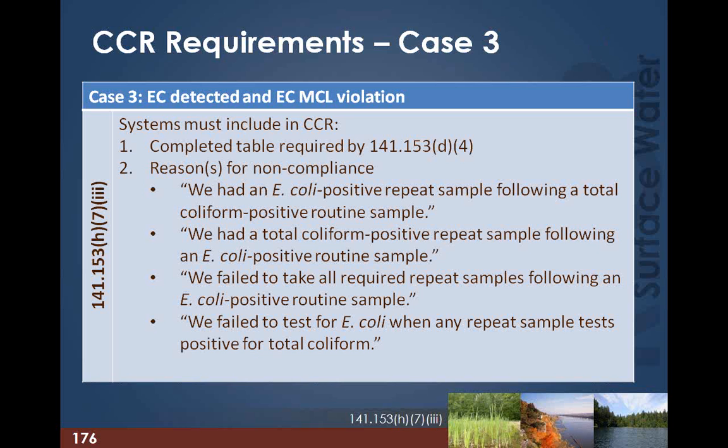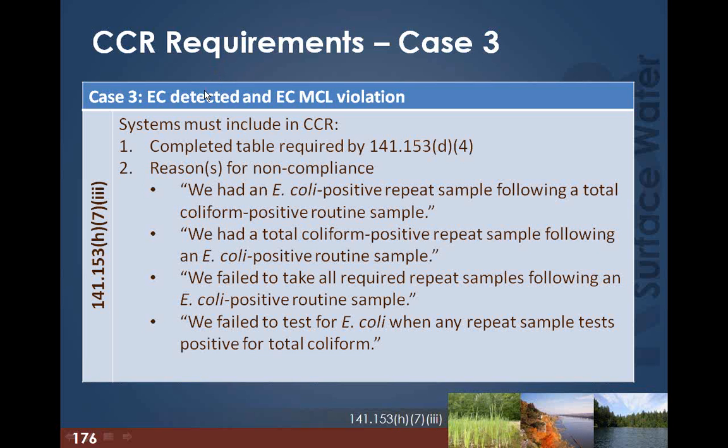For Case 3, this is a case where there was E. coli found and there was an E. coli violation. So in addition to Case 2, so Case 2 is there's an E. coli violation and there's a Level 2 assessment. So if you do Case 2, you always have to do Case 3 and vice versa. Case 2 and Case 3 go along together.